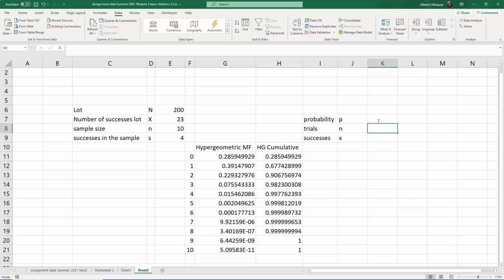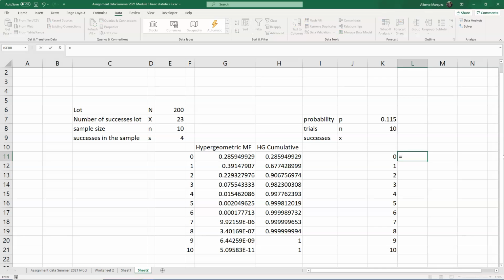Here we can keep the n being 10, and next we can vary the x also from 0 to 10, just like with the hypergeometric. But the parameter p, how do we determine the parameter p? Well, an initial estimate of a good p would be the 23 divided by 200. And the answer that we have at that moment is 11.5%. Again, it's not that it's independent as is the assumption in the binomial, but it's a good approximation for a lot size that is large enough.